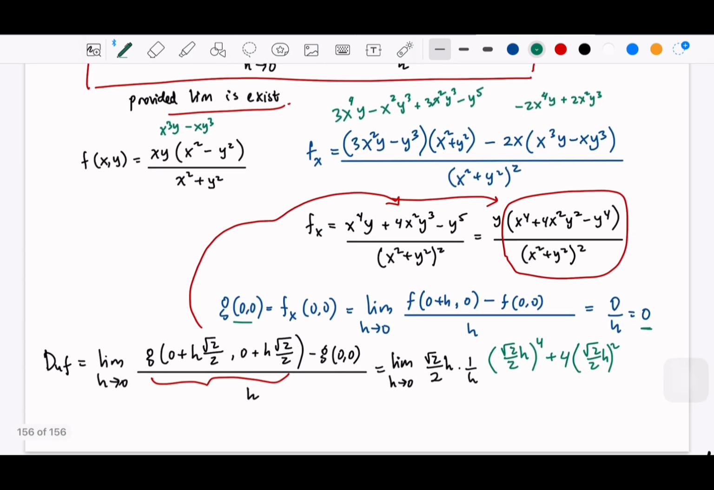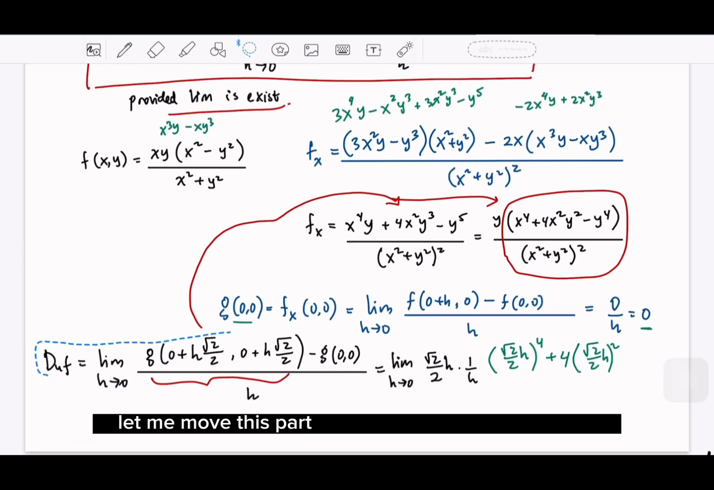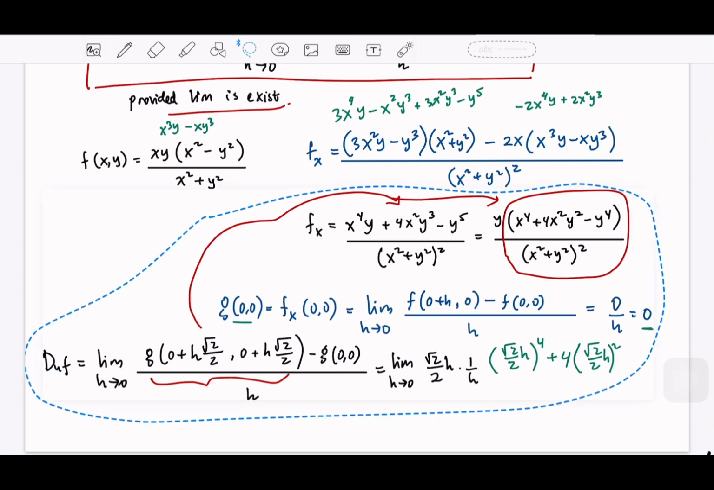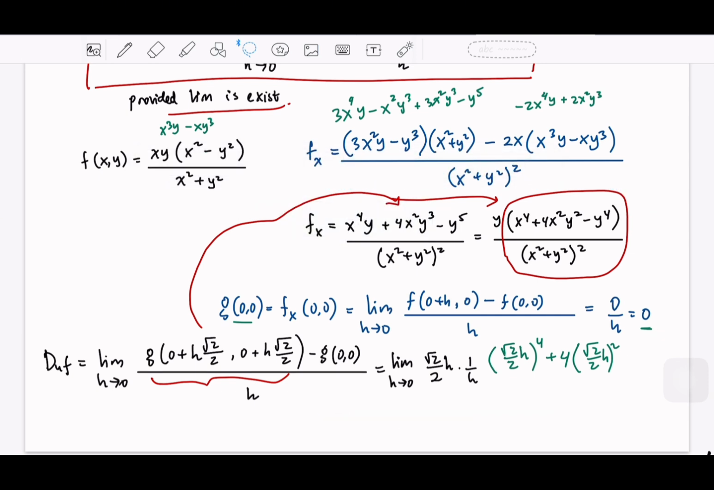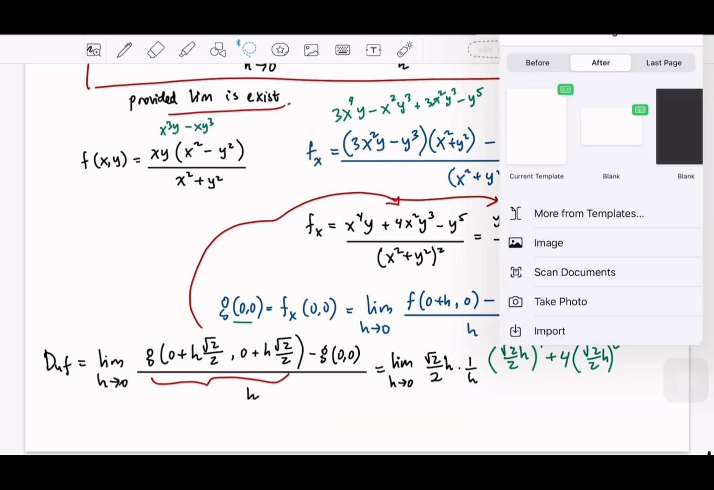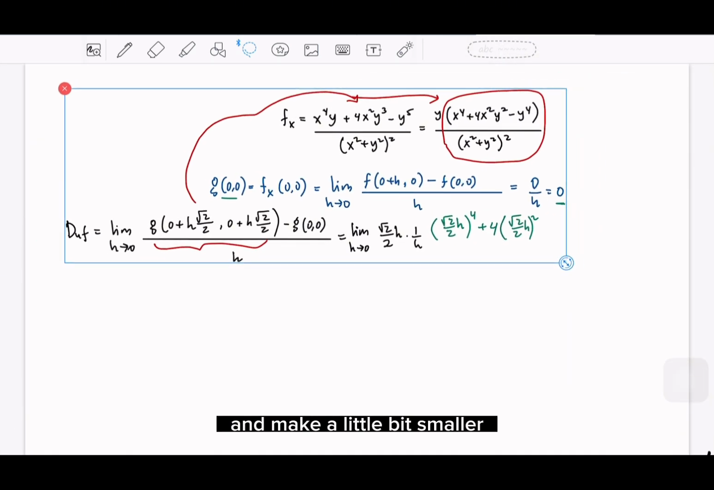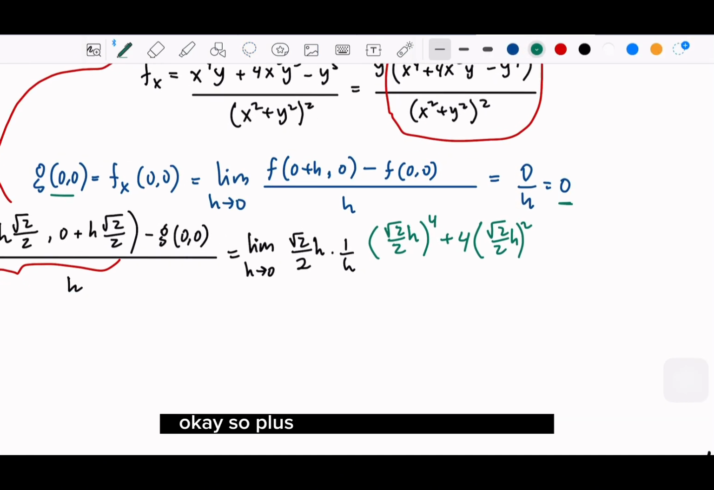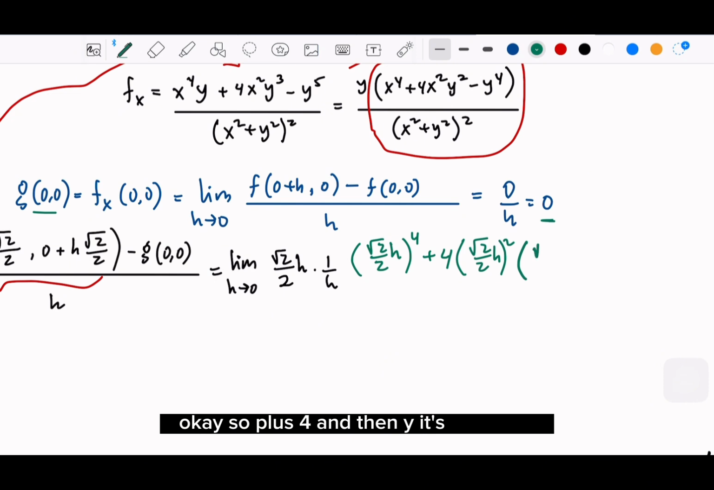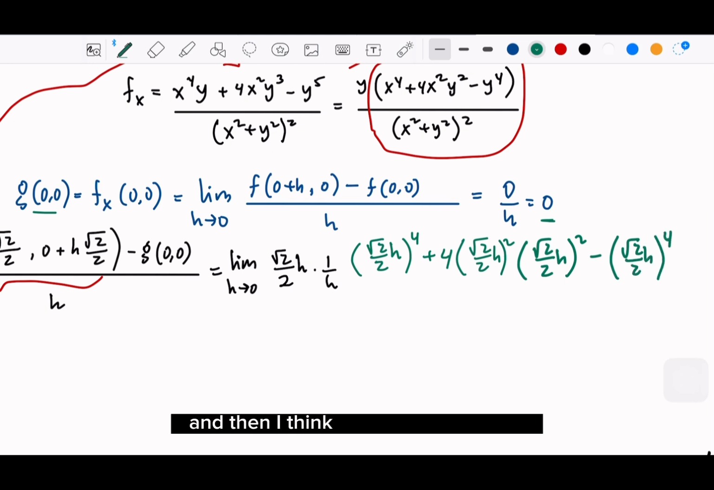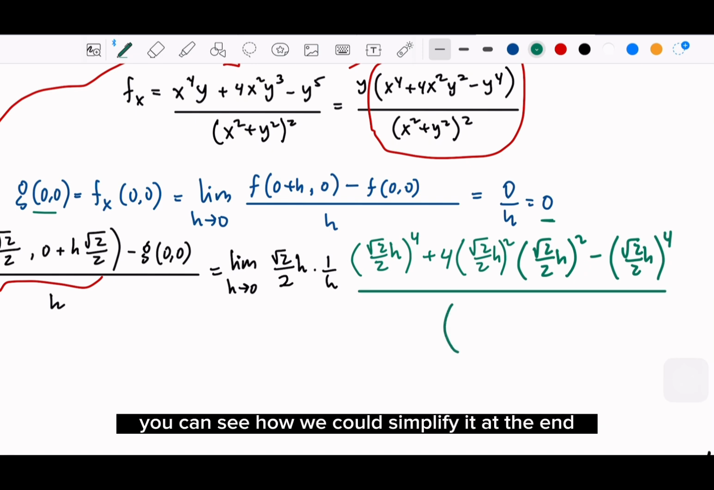I think let me move this part, or maybe let me move all of it to a new page. Sorry. So copy. Okay, and make it a little bit smaller. Okay, so plus 4, and then y is the same, and then minus square root of 2 over 2, and then I think it's nicely done, right? Okay, you can see how we could simplify it at the end.